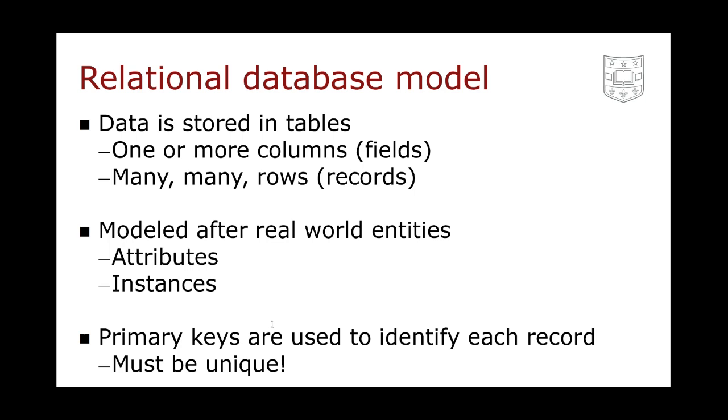So in a relational model, our data is all stored in tables. And those tables are going to have one or more columns, which might also be referred to as fields. They mean the same thing. And many, many, many rows, which might be called records. These tables are modeled after real-world entities. And so the attributes are the fields, the columns, and then the rows or the records might be referred to as instances. These are words that I'm almost positive that you've heard before in 131, right?